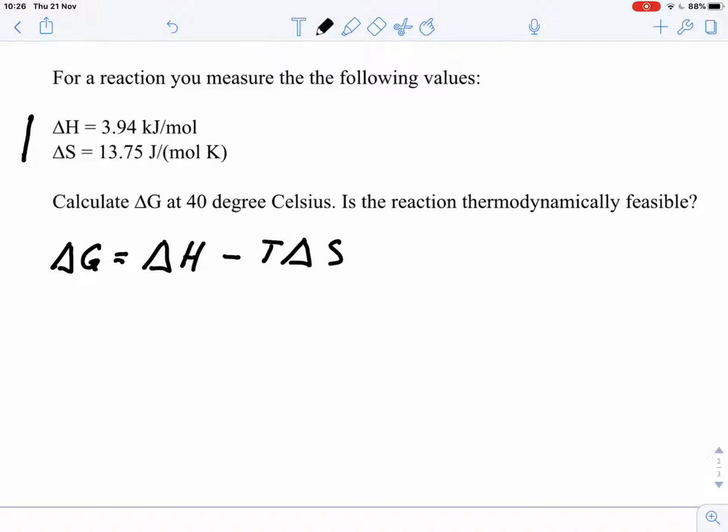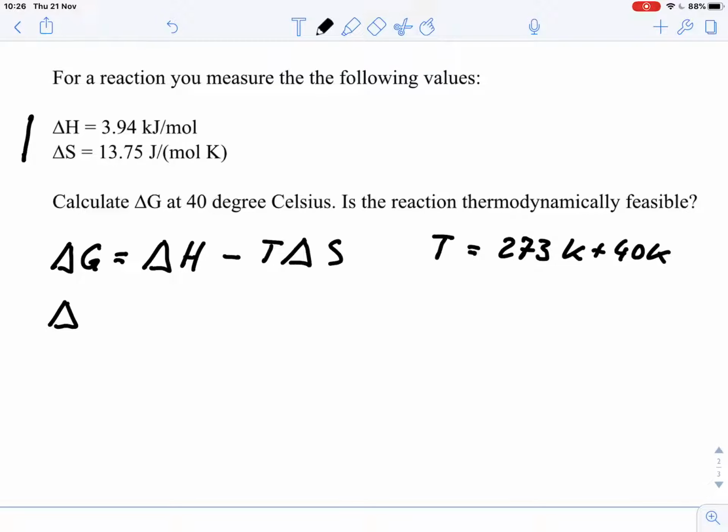And all we really need to do is plug in our numbers, but we need to remember that the T that we have is always given in Kelvin, degree Kelvin, so we have to convert that. So our 40 degrees Celsius would be 273 Kelvin plus 40 Kelvin, and that gives us 313.